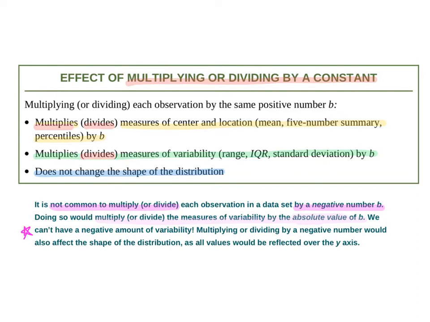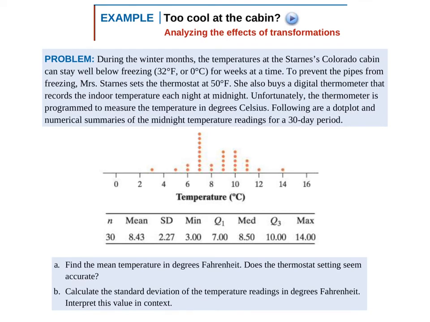So beware of that. So let's take all those ideas and put them into an example. This one's called Too Cool at the Cabin. So moving away from the test scores from a stats teacher's class, but we cannot escape the stats teacher. He apparently has a Colorado cabin in the winter that can stay well below freezing. So what does his wife do? She sets the thermostat at 50 degrees Fahrenheit to prevent the pipes from freezing. She also buys a digital thermometer that records the indoor temperature each night at midnight.